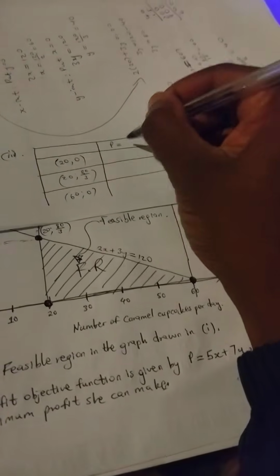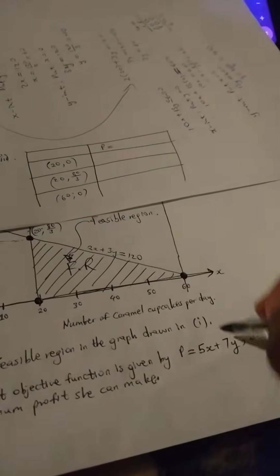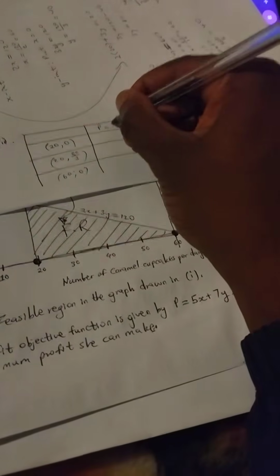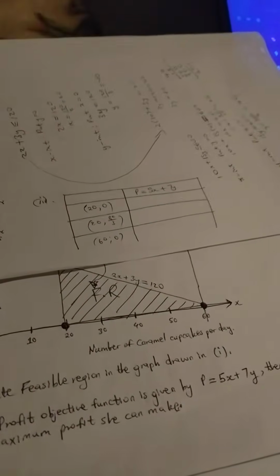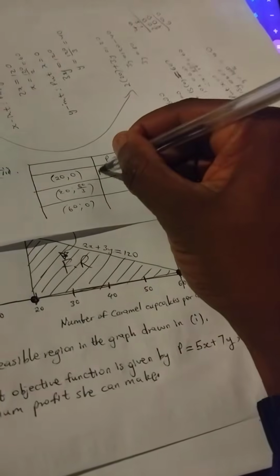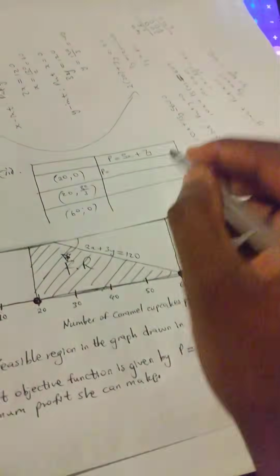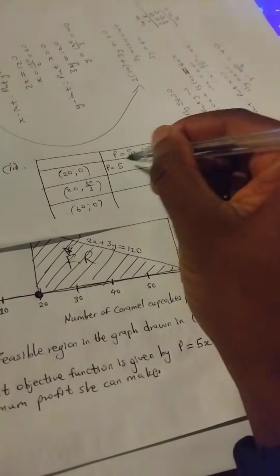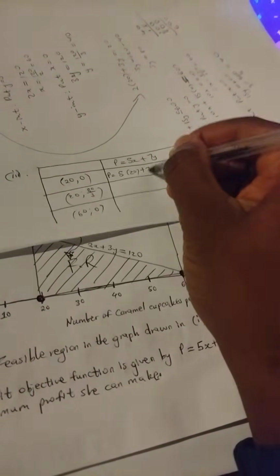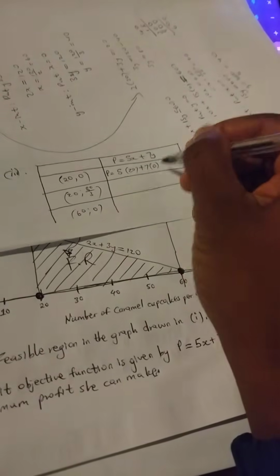Now you're going to use your function. The profit function. It's 5x, your objective function, by the way. It's 5x plus 7y, right? So you're going to do this. You're going to say P equals, for this point, remember the equation is 5 times x. What is x? It's 20, right? So it's 5 times 20 plus 7. What is y? 0 times 0.